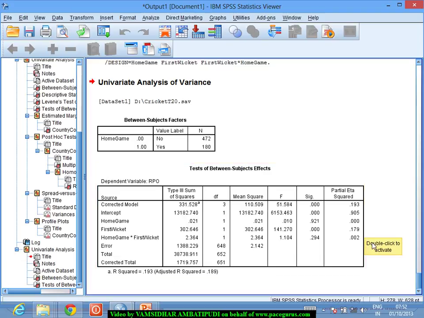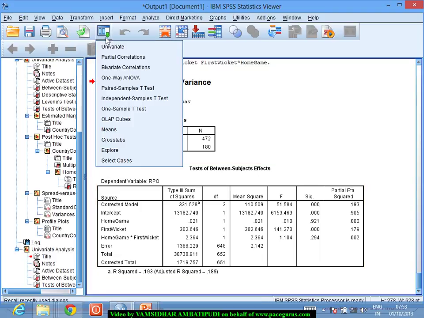And you can assume homogeneity of variance across home and away games. What we are seeing is that the first wicket partnership is making a significant contribution to the runs per over compared to any other elements. But yes, we can move forward and remove the interaction part at least right now.